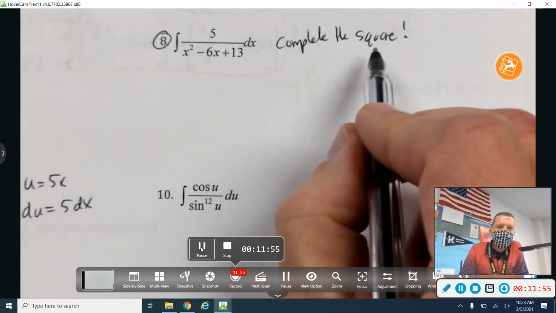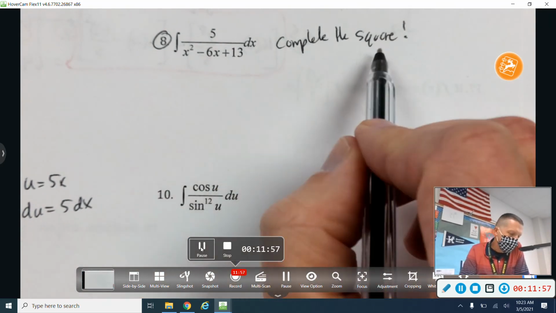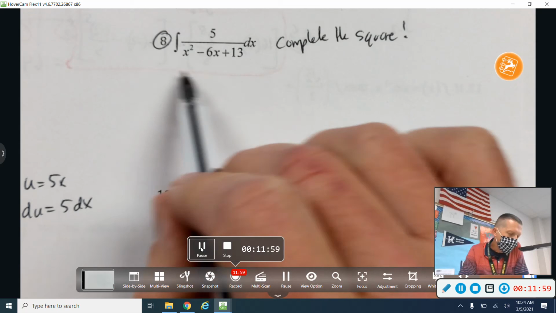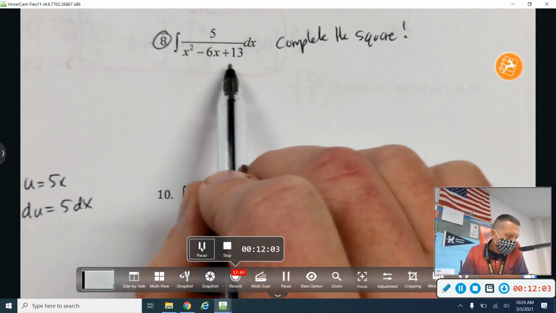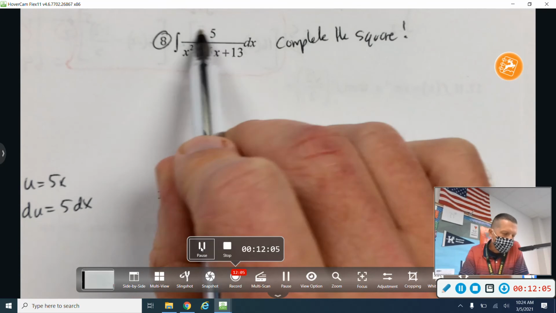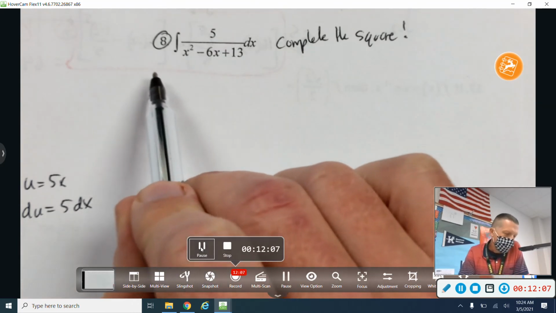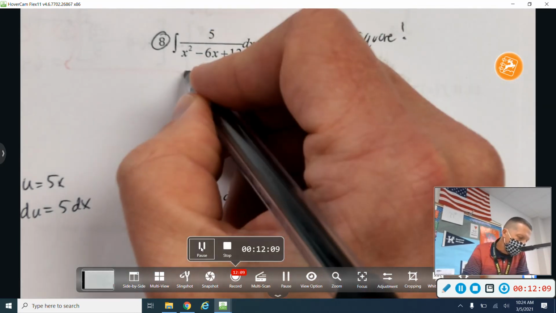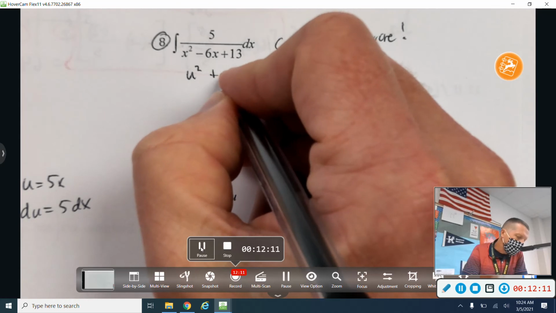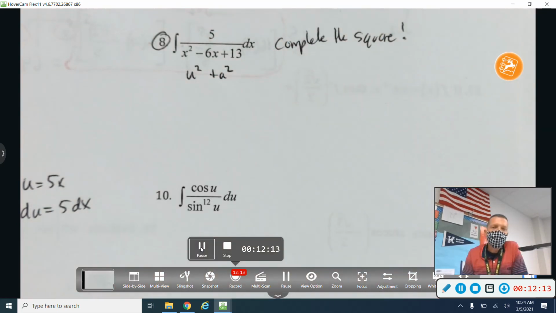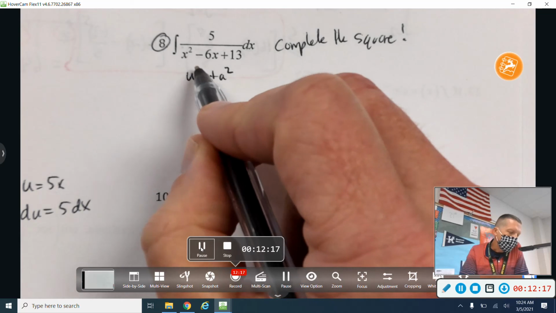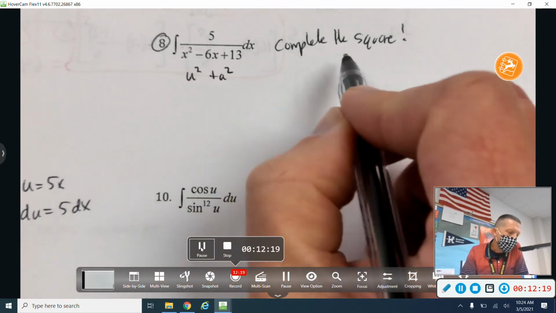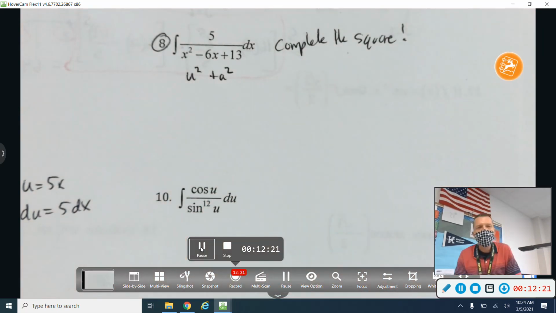Complete the square, but that's jumping ahead a little bit. I don't know that. I first look at the denominator. If I'm thinking u substitution, du would be 2x minus 6. That's nowhere up there. But maybe my brain remembers that u squared plus a squared goes to inverse tangent. And so if I can get it to look like that, then it's inverse tangent. But in order to look like that, I need to complete the square in the denominator.